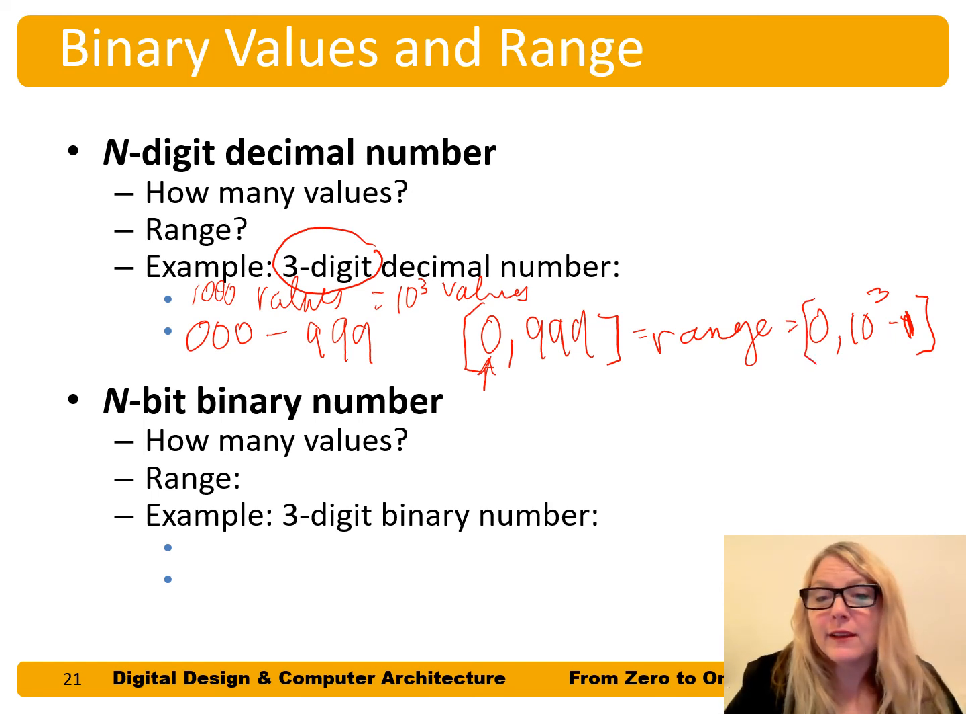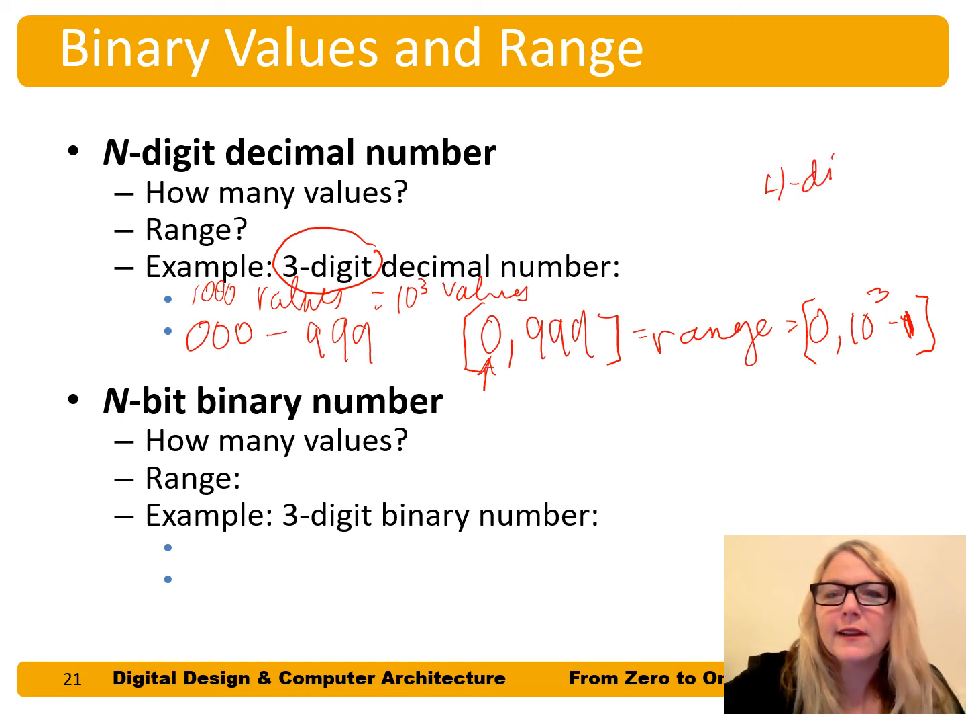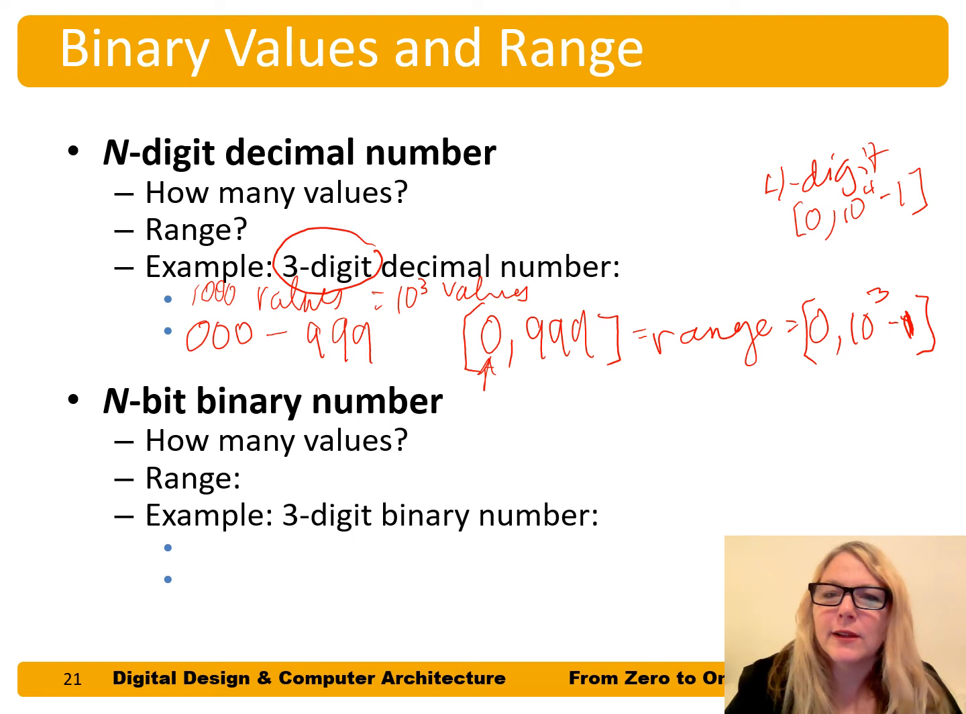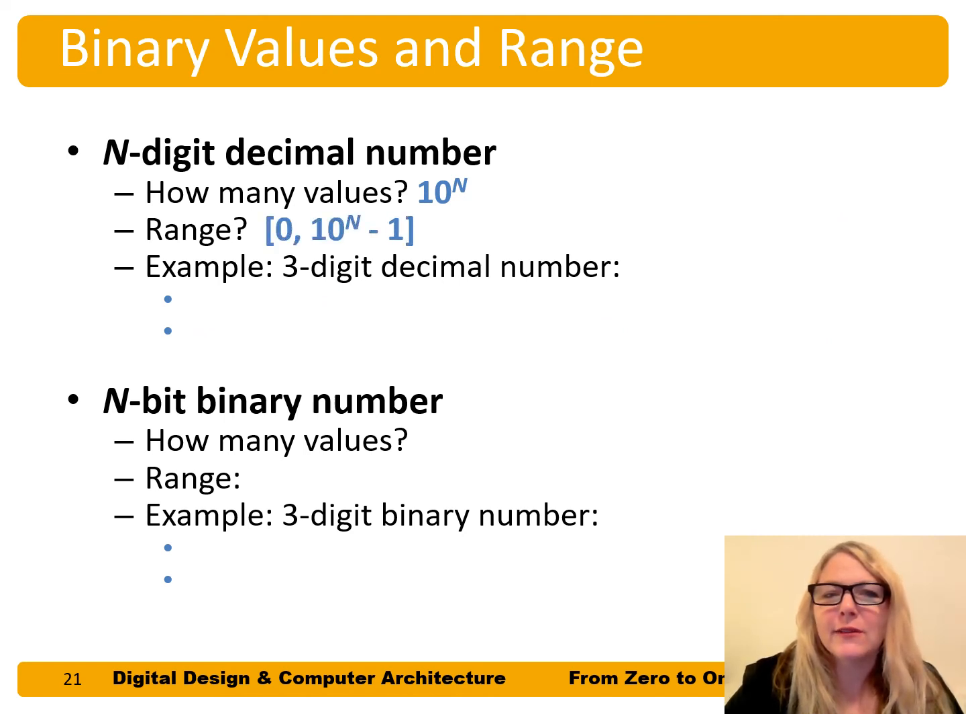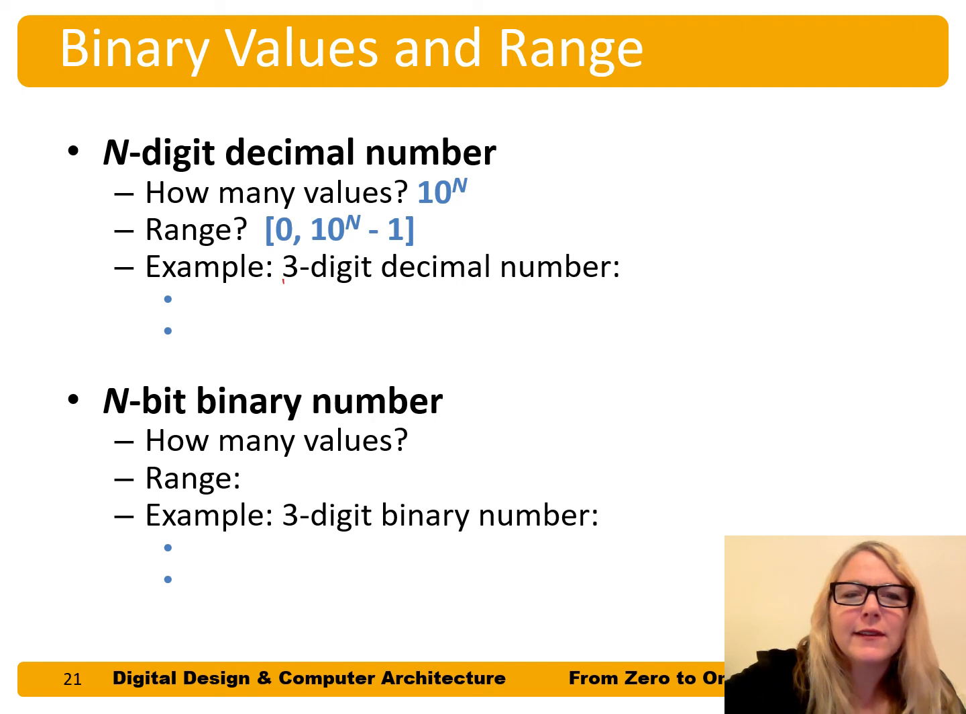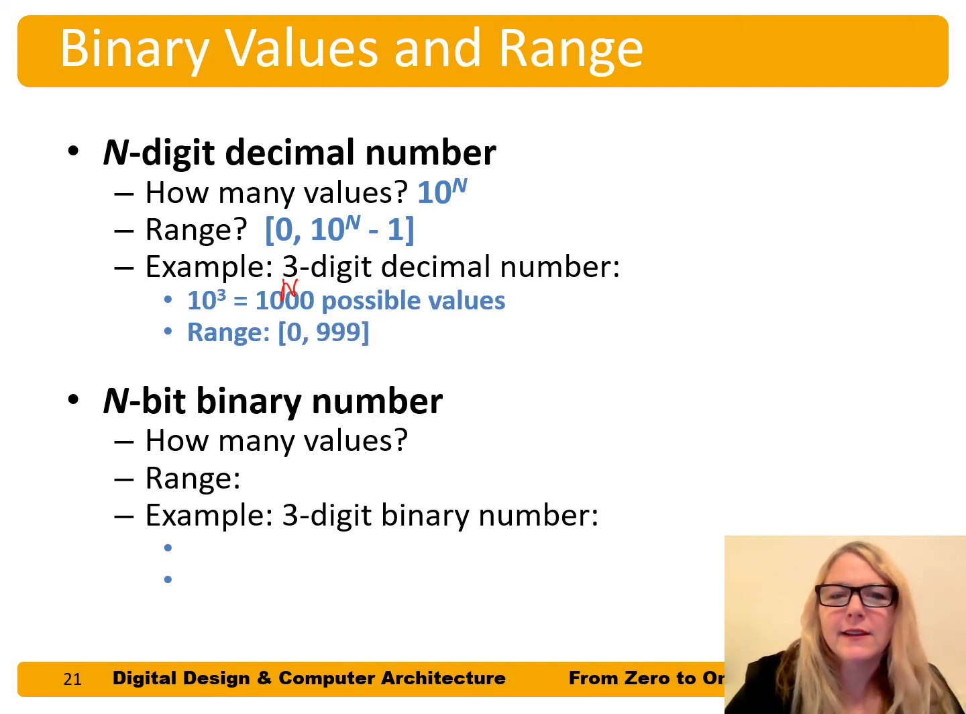And so we can see that for a 4-digit decimal number, our range would be 0 to 10 to the 4 minus 1, or 10,000 minus 1. For 5 digits, 0 to 10 to the 5 minus 1. Now we see this pattern: for any n, we can represent 10 to the n values, and the range is 0 to 10 to the n minus 1, where n is the number of digits. In this case we have 3, but n can be any value.